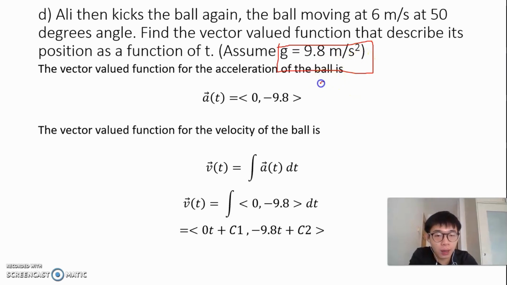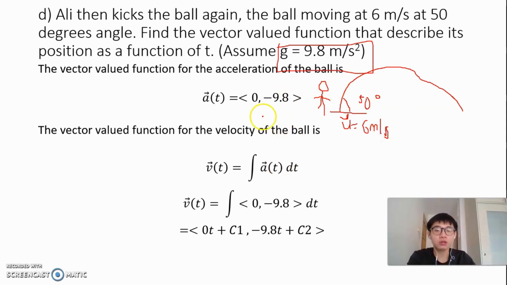I'm going to draw it out so you have a better understanding. So Adi kicks the ball again, and the angle he kicked is 50 degrees, and the initial velocity u is equal to 6 meters per second.